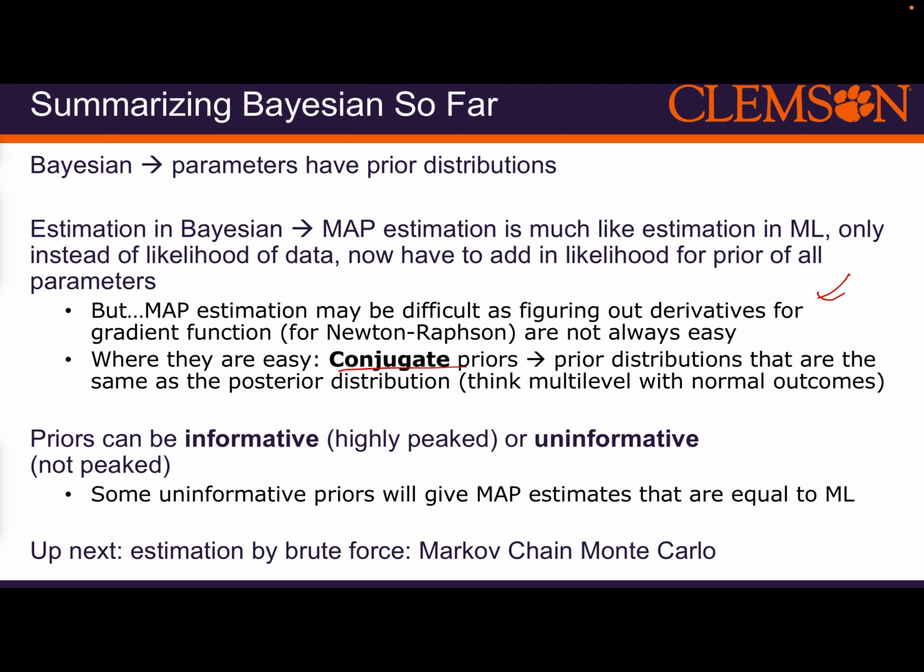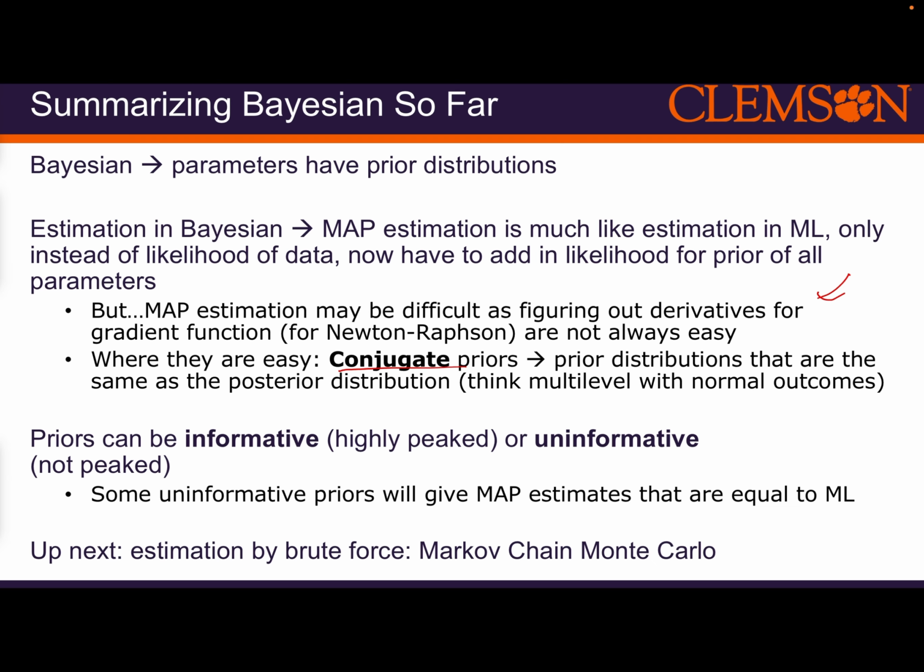We don't need conjugate priors, though. We have lots of methods that go around them. And in fact, very few cases are really conjugate if you want to have your full choice of prior distributions. And finally, prior distributions we've seen can be informative, meaning having a highly peaked likelihood function, or uninformative, like the uniform, a very flat likelihood function.